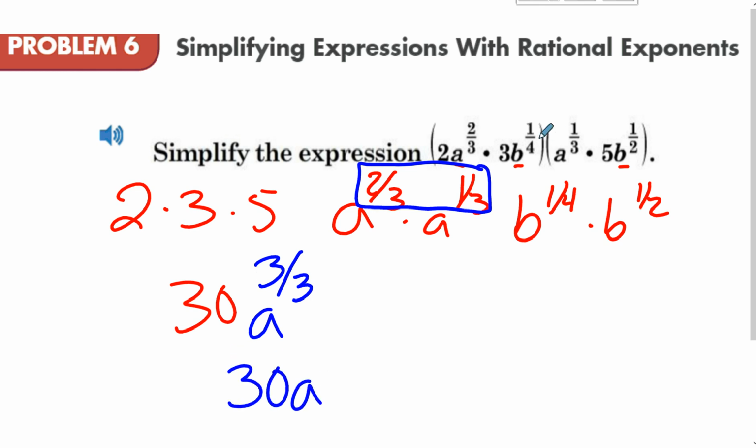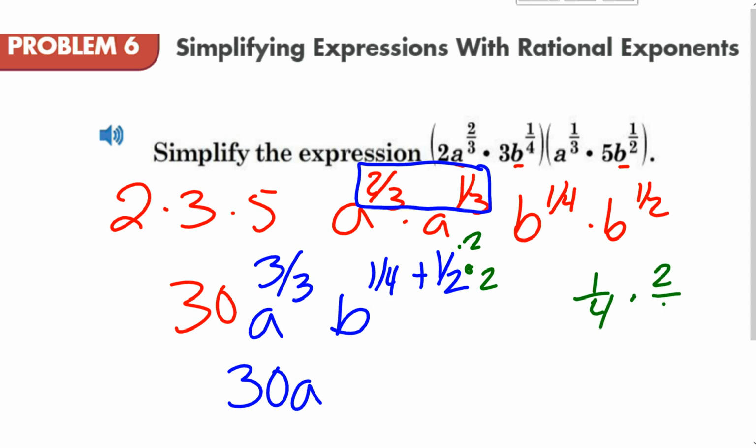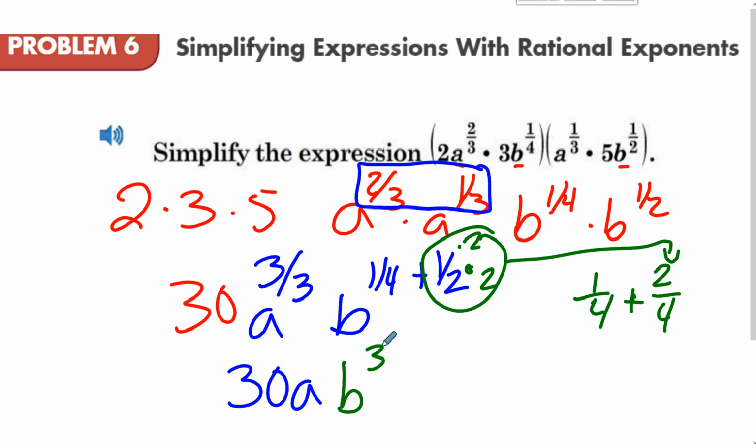Now my b's, they're a little more complicated because when I add those, I have to take a quarter plus a half. So I need a common denominator, so I have to multiply top and bottom of this fraction by 2. So then when I multiply that, I get 1/4 plus 2 over 4. So I just change this to 2 over 4. Now I can go ahead and add, right? So 1 plus 2 is 3, so I get 3/4. So this is b to the 3/4.